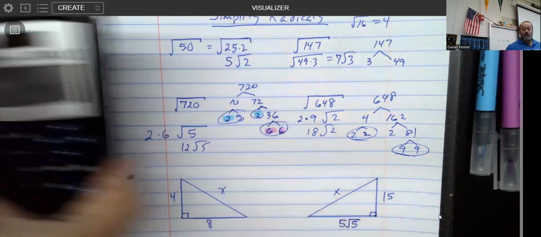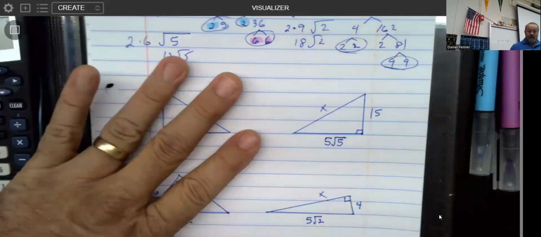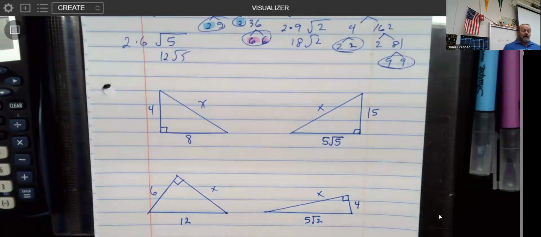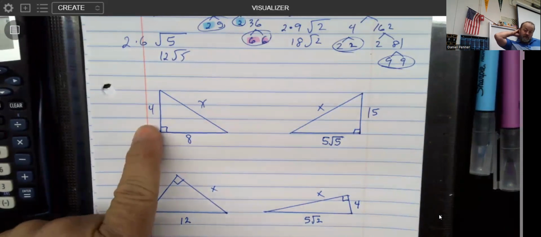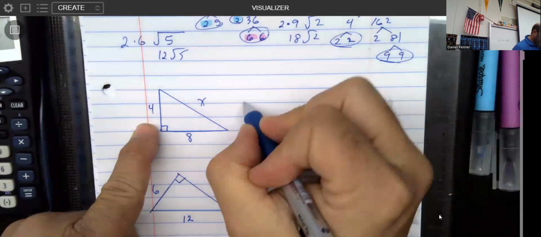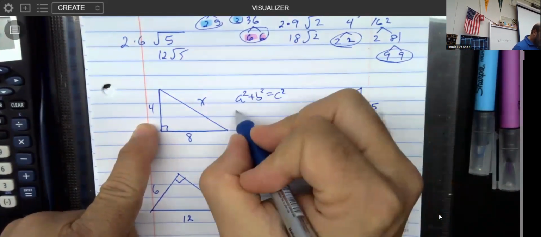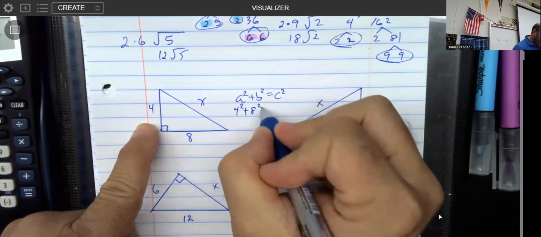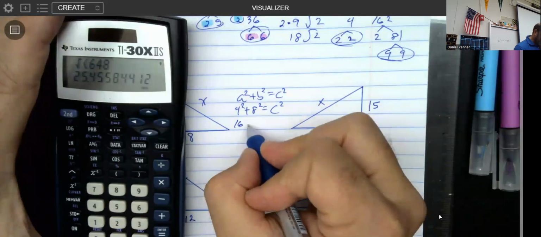Now let's talk about why we would want to simplify radicals in the context of a geometry class. The Pythagorean theorem is obviously a very common thing to do in a geometry class, and so far we did it just with decimals. Remember the Pythagorean theorem says a squared plus b squared is c squared. So 4 squared plus 8 squared is c squared. That would be 16 plus 64.